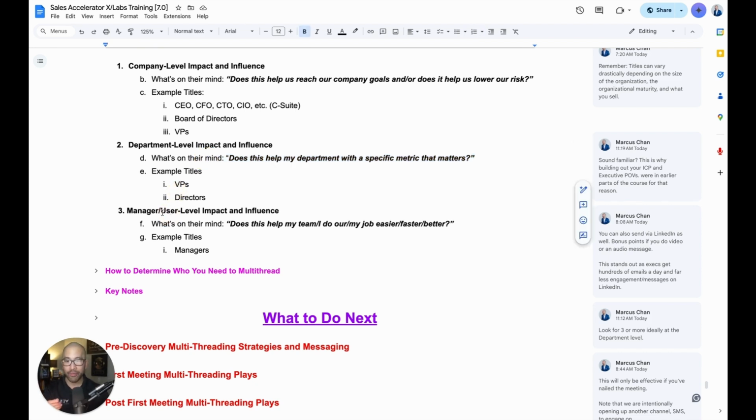Or how about manager level or user level, right? And what's on my mind: does this help my team or I do our job easier, better, faster? Example titles are managers. Now, another key note is I put user level here because in some organizations, they're going to want to have really influential locker room leaders as part of the buying process, to get their feedback. Maybe they've been there for a long time. Maybe they really trust them. Maybe it's a smaller company. There's a multitude of reasons why they may include an individual contributor as part of the process to ultimately gain buy-in, because perhaps they're using them to socialize with everybody else.